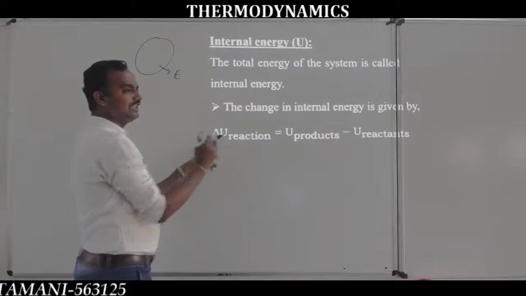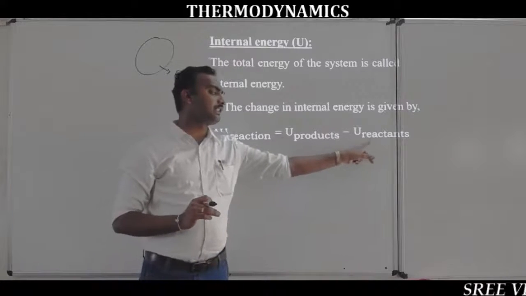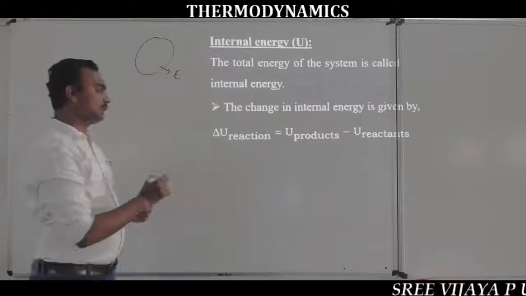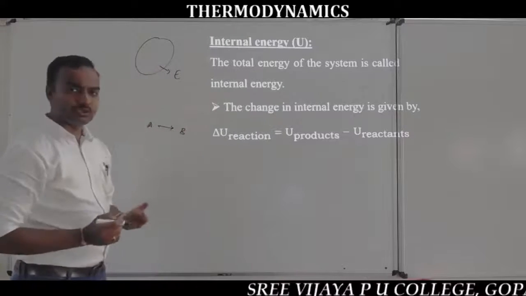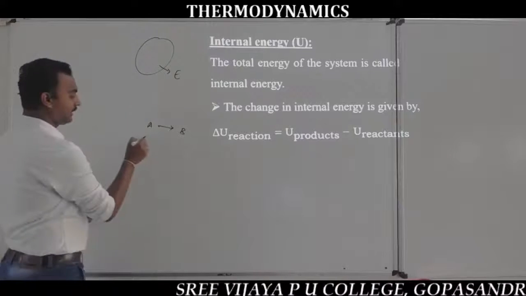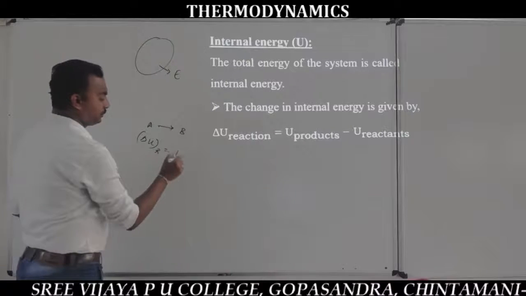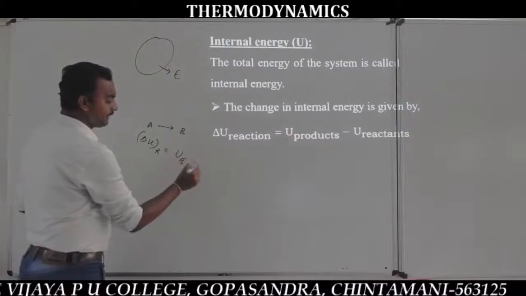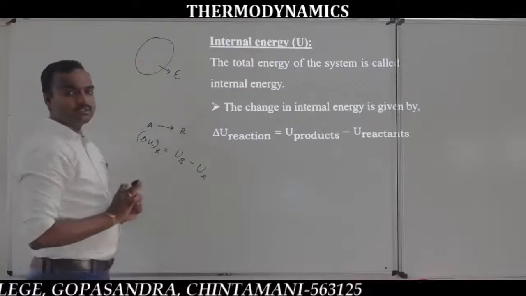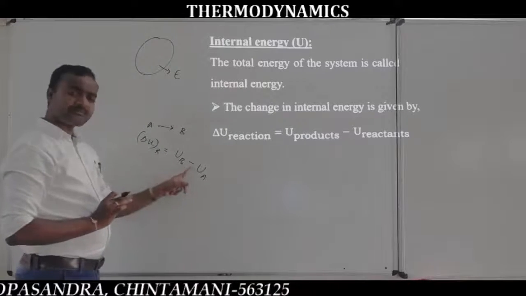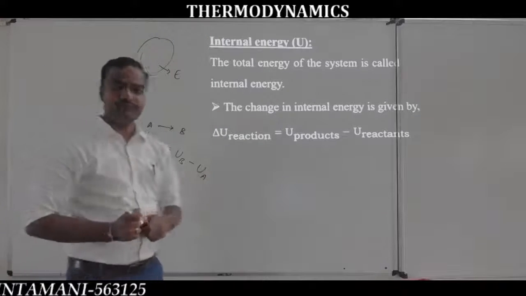For a reaction, the change in internal energy is the internal energy of the products minus the internal energy of the reactants. For example, take a reaction A to B and calculate the change in internal energy of this reaction. So delta U of reaction is equal to U, internal energy of product B, minus internal energy of reactant A. Putting in the values, just take the difference between the internal energy of product minus internal energy of reactant, and we will get the change in internal energy of the reaction.